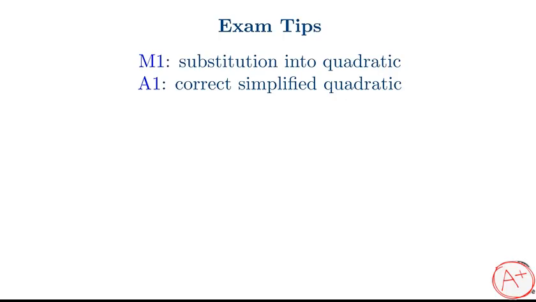Always show your substitution step clearly. If you jump straight to a simplified quadratic and it is wrong, you lose all subsequent marks. By showing the substitution, you secure the first mark regardless of your algebra. Accuracy marks are usually awarded for the final pairs. Ensure you link your x and y values clearly.